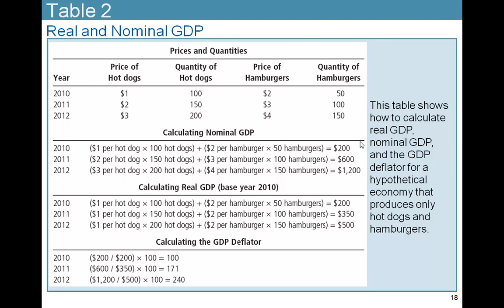So we do that for 2011 as well. 600 divided by 350, multiply up by 100. You're going to get 171. Same idea for 2012. What we've calculated is a measure of the average level of prices in the economy. When we're talking about the macroeconomy, we have a special name for that. It's called the GDP deflator.